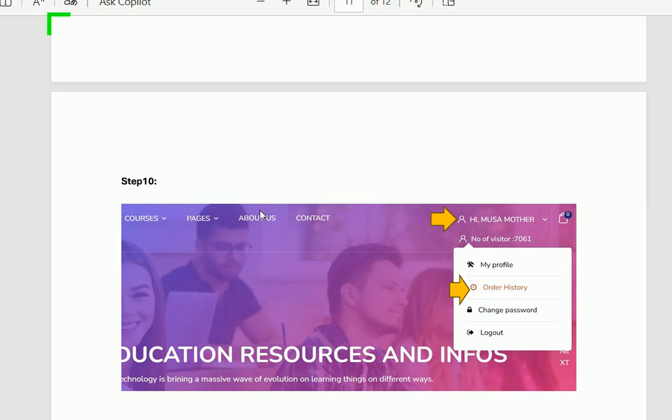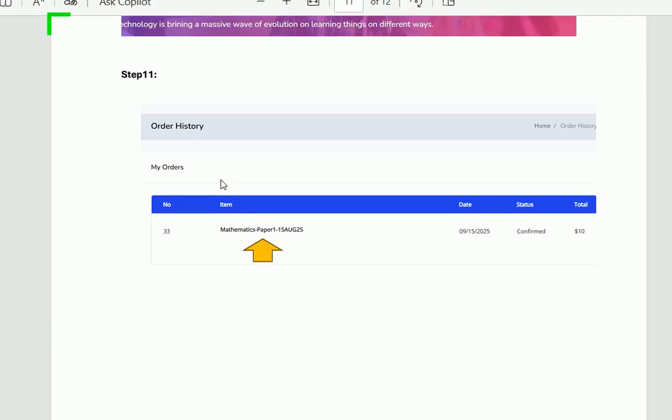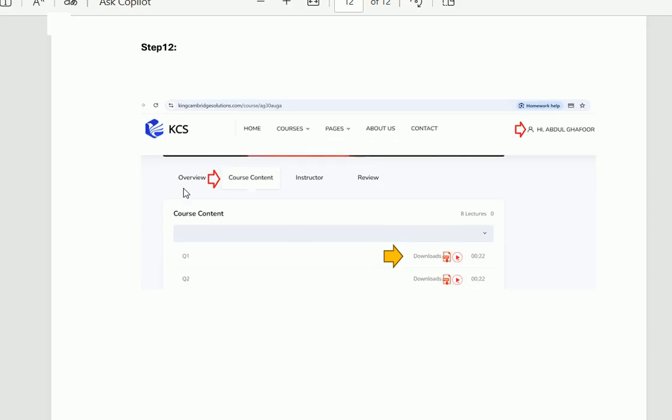Click on the order history. You will see the course you have bought, like this one. When you click on this course, you will get the interface of the course content section. You will see two icons. One is the file icon, another is the video icon. When you click on the file icon, the file solution of the question will be downloaded, and when you click on the video icon, the solution of the question in video form will be downloaded to your local device.